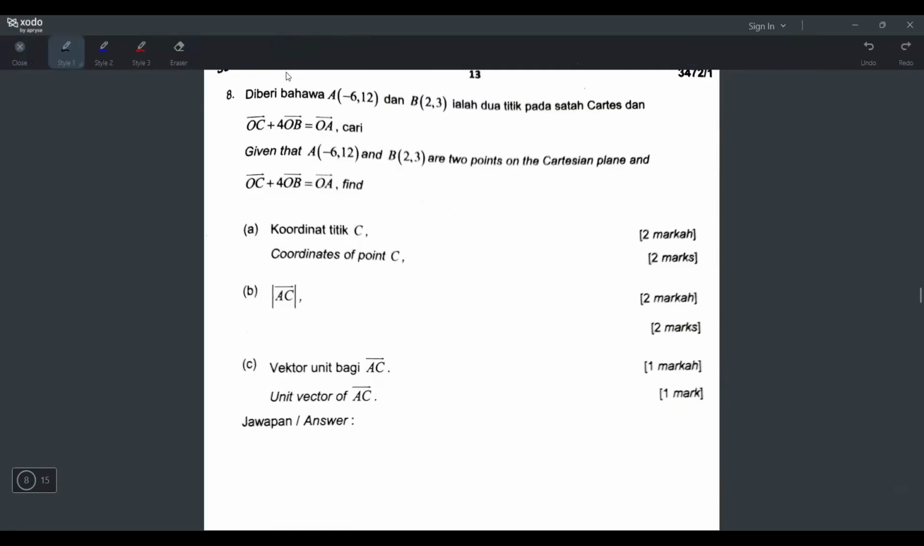Okay, time to do number 8. Let's read the question. Given that coordinate A is (-6, 12), B is (2, 3) are 2 points on the Cartesian plane, and vector OC plus 4 vector OB equals OA. Find the coordinate of point C.